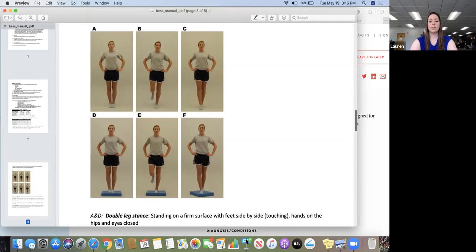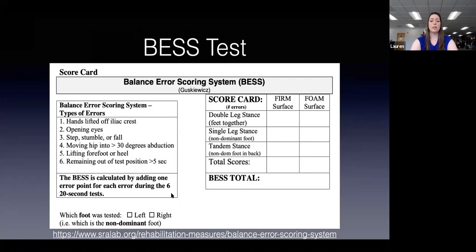But what this is looking at, these are the errors that we're looking for. Since their hands should be on their hips, if their hands lift off of the iliac crest, if they open their eyes, step, stumble, fall, if they move on the leg that they're standing on, if the hip moves into more than 30 degrees of abduction, starting to use that hip strategy, or if the forefoot or heel lifts off, or if they stay out of that test position for 5 seconds, each one of these would count as 1 point during the testing.